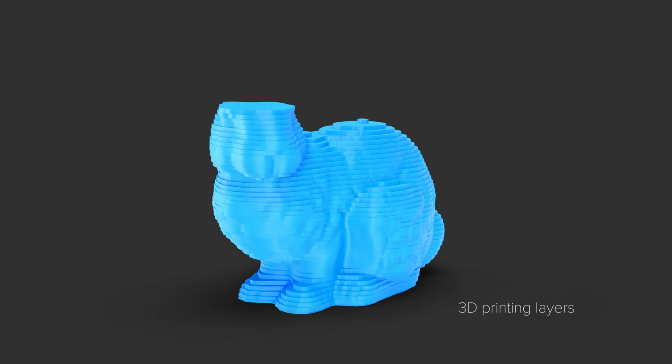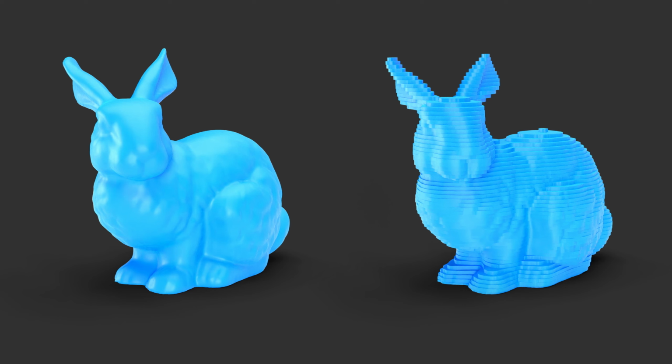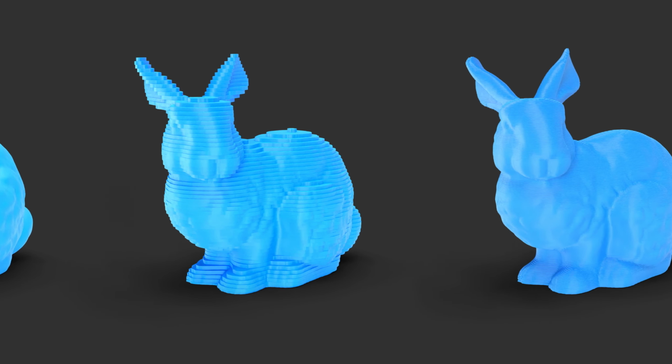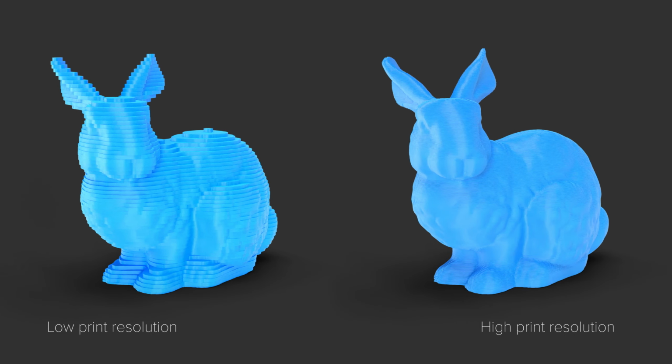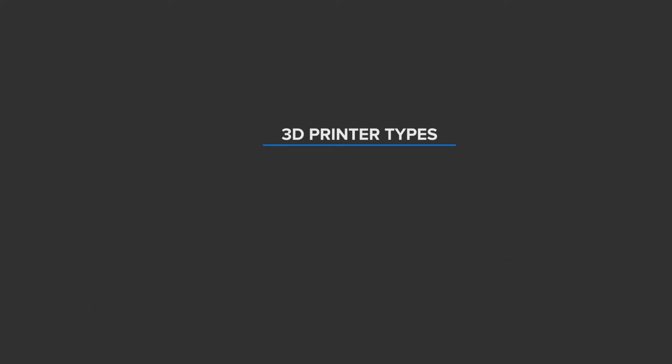Different printers have different print resolutions and can use different materials, but at the end of the day, this is how they all work. Where the topic of 3D printers gets more complex is when we start talking about the exact process or method that is used to do the stacking and material buildup. You can put all plastic 3D printers into three different categories: filament printers, resin printers, and powder-based printers.